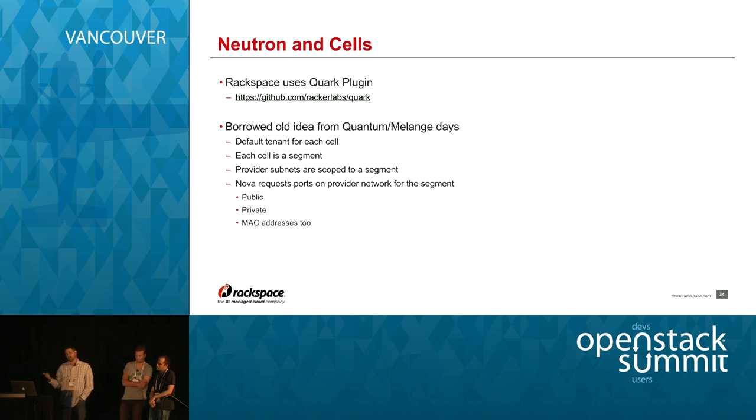To pull it off with the Quark plugin, and I've got the link there for the code, I'll talk a little bit more about it on Thursday, I think. We borrowed some ideas from back when we had Quantum and Melange. So we have a tenant for each cell. Each cell becomes a segment from the perspective of Neutron. Our subnets, which for us represent an IP block, are assigned to those segments. Then Nova will request ports from both the public IP blocks and the private IP blocks, and we allocate the MACs dynamically as well. So it'll pull all those things from Neutron based on this setup.